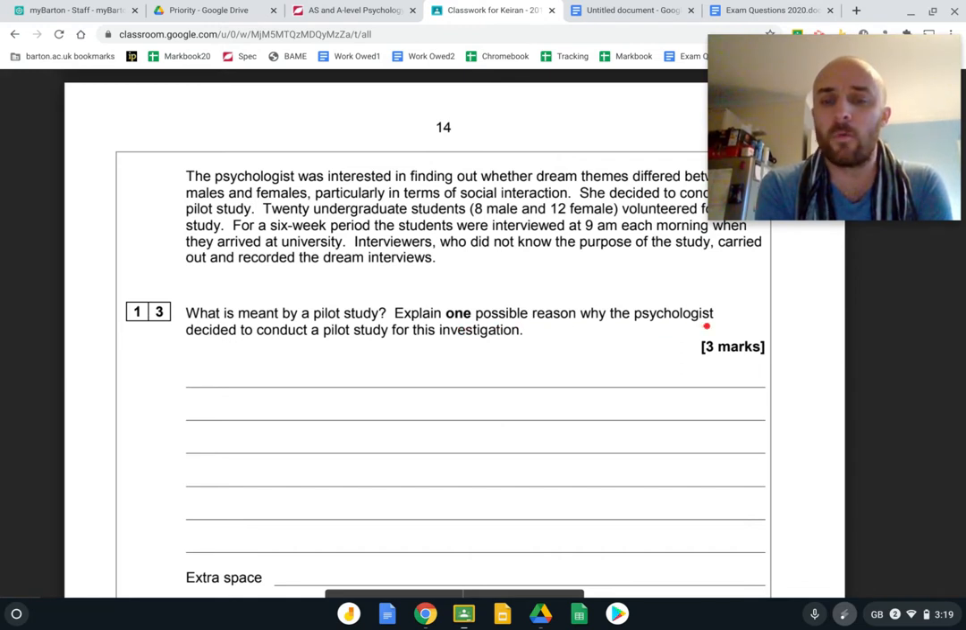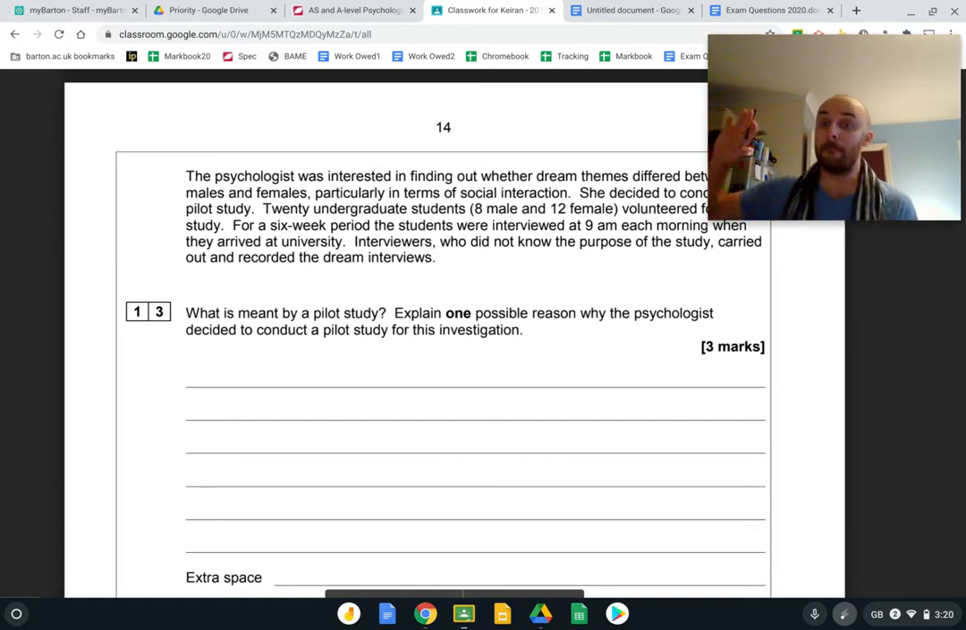But one possible reason why the psychologist decided to conduct a pilot study would be to see whether 9 a.m., again, that's contextualized. I'm taking something from the spec and putting it in there, to see whether the 9 a.m. dream interviews, again, very contextualized so far, would be an adequate time in order for people to be able to recall their dreams. You might want to say, maybe at 9 a.m. they woke up 2 hours before, they've forgotten their dreams, for example. So that's why you would do a pilot study, is to see for the main investigation whether you had to adjust that 9 a.m. time.